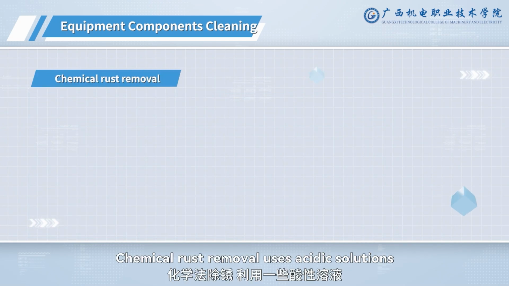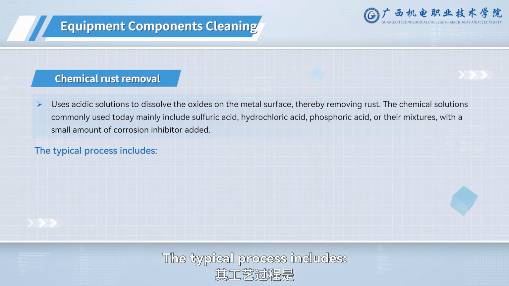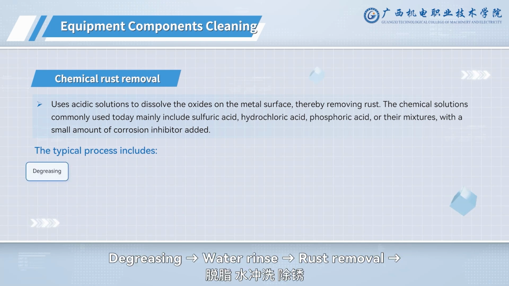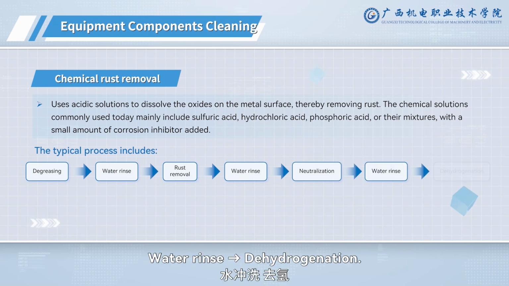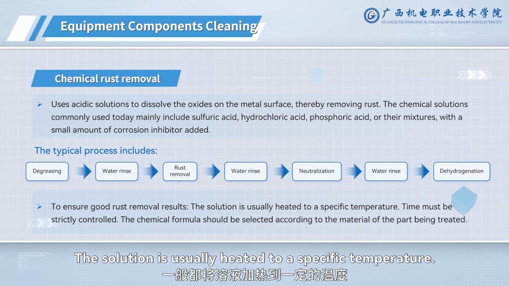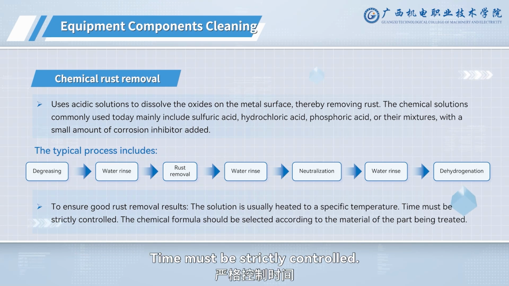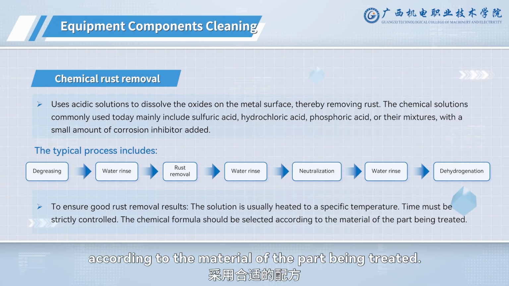Chemical rust removal uses acidic solutions to dissolve the oxides on the metal surface, thereby removing rust. The typical process includes degreasing, water rinse, rust removal, water rinse, neutralization, water rinse, dehydrogenation. To ensure good rust removal results, the solution is usually heated to a specific temperature. Time must be strictly controlled.